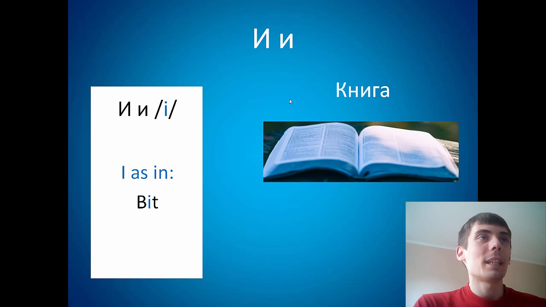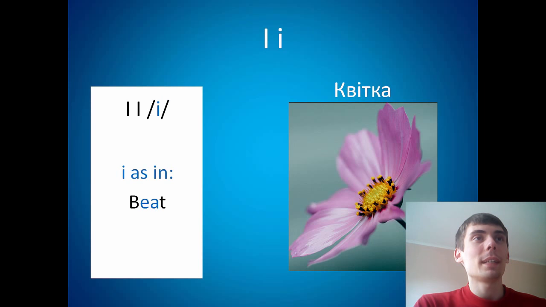Next, we have this letter in Ukrainian, И. The closest way to pronounce the same in English is I, as in bit. And in Ukrainian, here is the example for you: книга, a book, with the letter И. You have to remember about this letter that it's a bit shorter in comparison to the next one, because the next one is І.